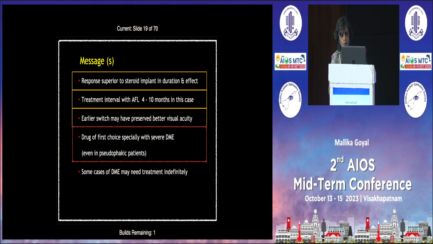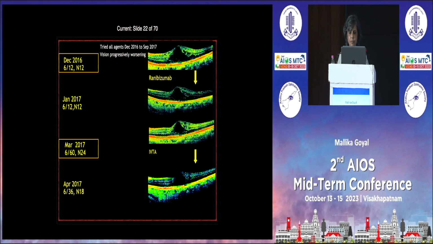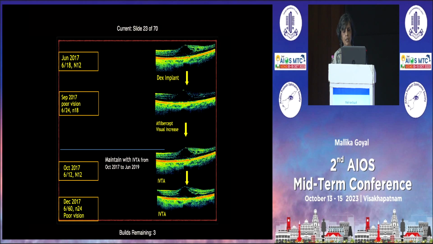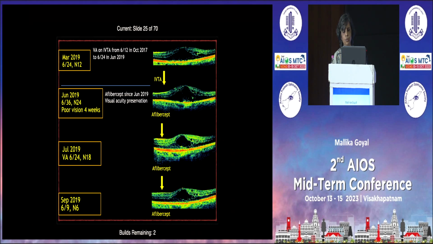And so it has now become the drug of first choice for me in every case, whether it's pseudophakic also. So this is another patient to illustrate a similar thing. Ranibizumab was given, vision was good, shifted to steroid, but the vision deteriorated. So gave an Eylea, vision improved to 6/12. We thought we could maintain with the steroid. So for almost 2 years we maintained on steroid, but the vision became extremely poor.